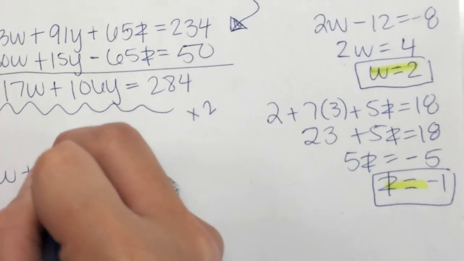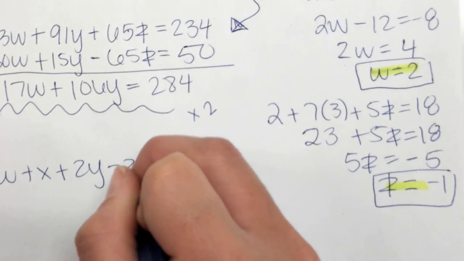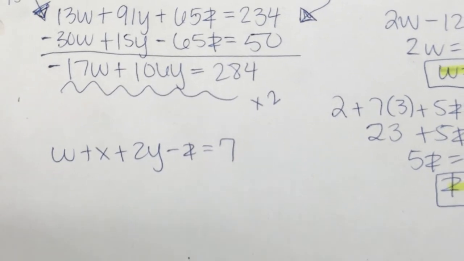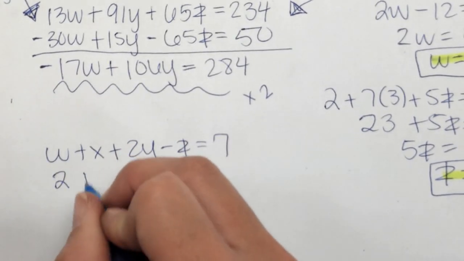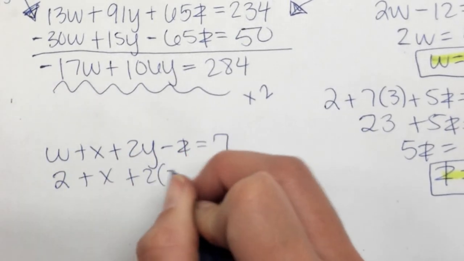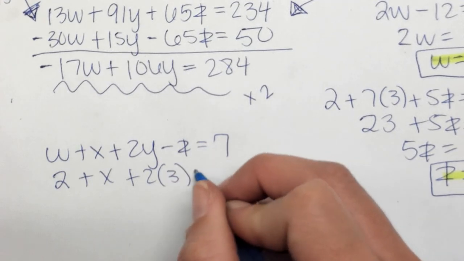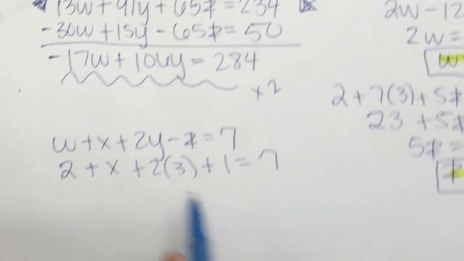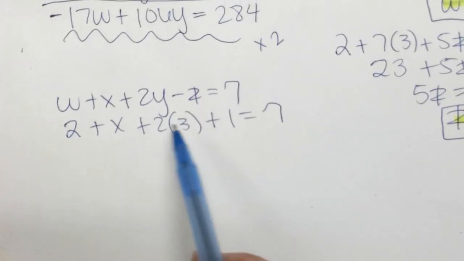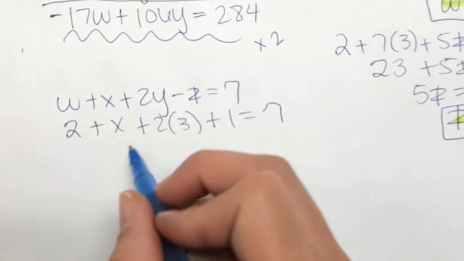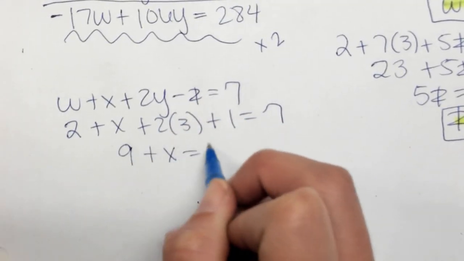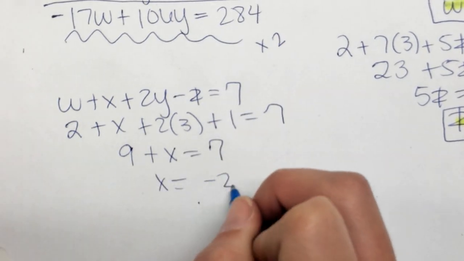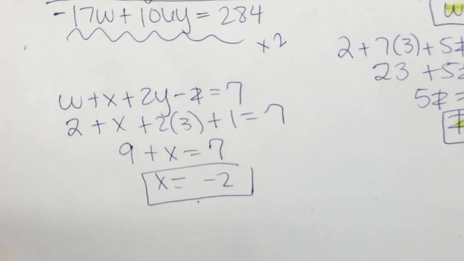So W plus X plus 2Y minus Z equals 7. That's the last one. Now I'm going to plug in my numbers. So 2, we don't know what X is, plus 2 times 3, minus negative 1 is going to give me plus 1. So what's 2 plus 6 plus 1? 9 plus X equals 7. Now we got to do what? So X equals, very good. We're done.